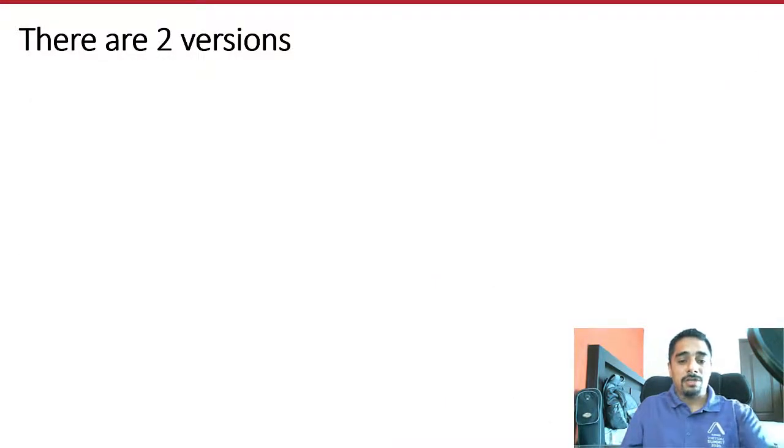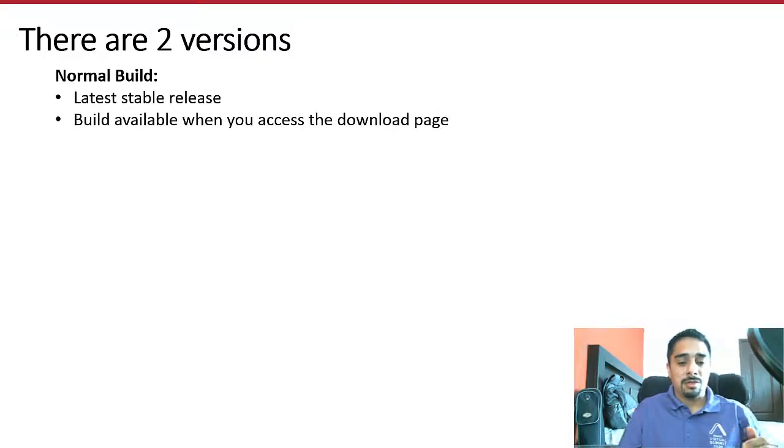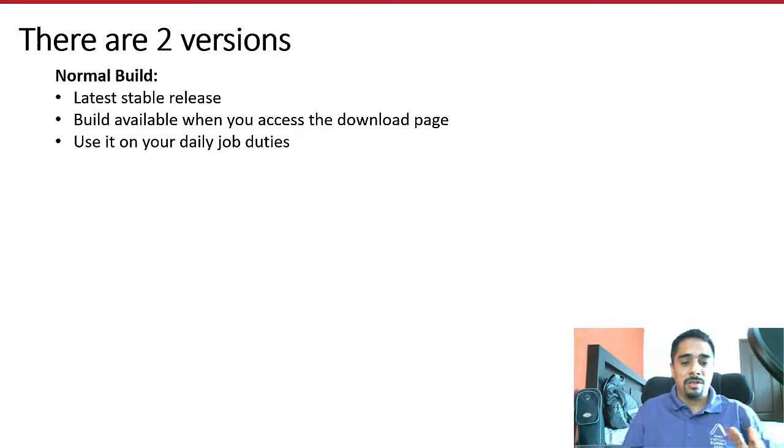There are two versions of Azure Data Studio, the normal build and the insiders build. What is the difference between them? The normal build is the latest stable release. It has been properly tested by the team in charge of the application. It is the build available when you access the download page, and you can use it on your daily job duties. So this is the version most of us will need.